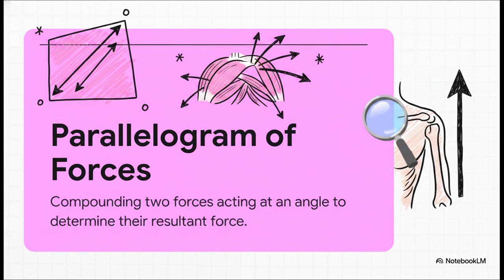A perfect everyday example of this in human anatomy is your deltoid muscle. Different fibers of the deltoid pull at slightly different angles. By combining these angled pulls, the body creates a single powerful resultant force represented by the diagonal of the parallelogram that seamlessly lifts your arm upward. It's just pure, elegant physics happening right there inside your shoulder.